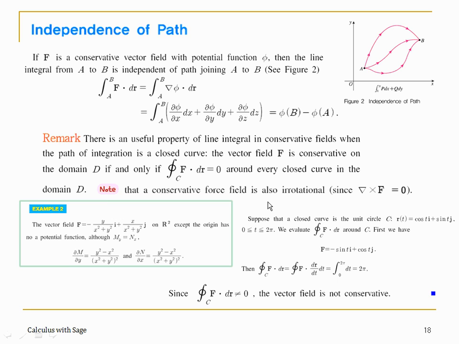Next, independence of path. If F is a conservative vector field with potential function φ, then the line integral from A to B is independent of the path joining A to B.